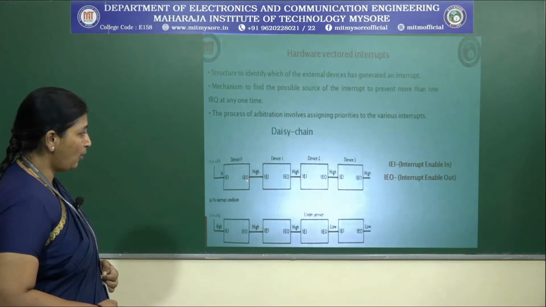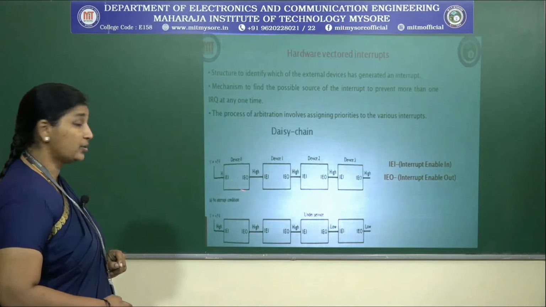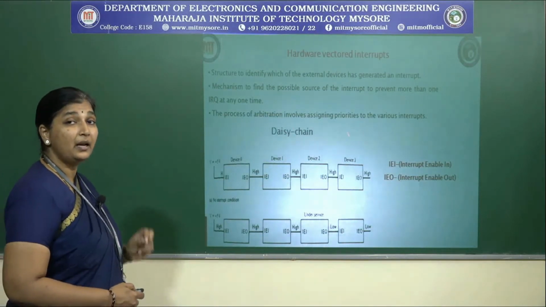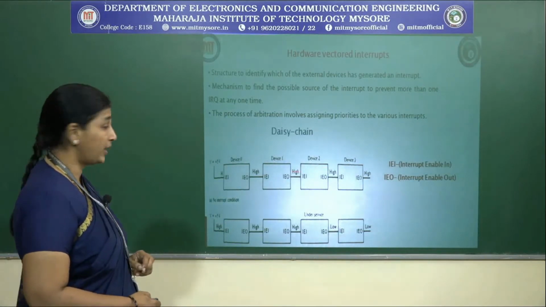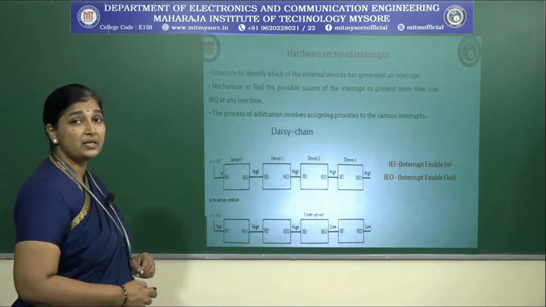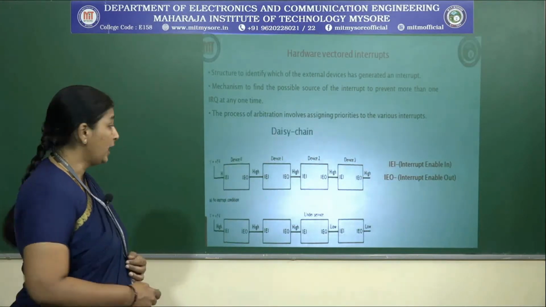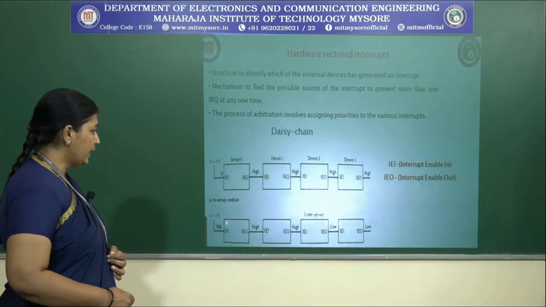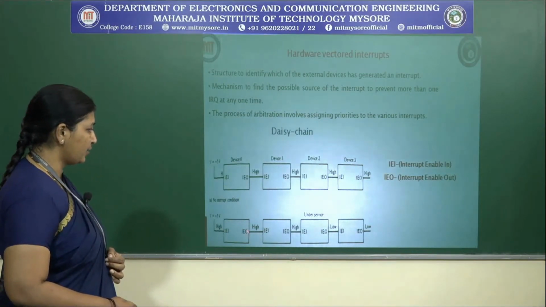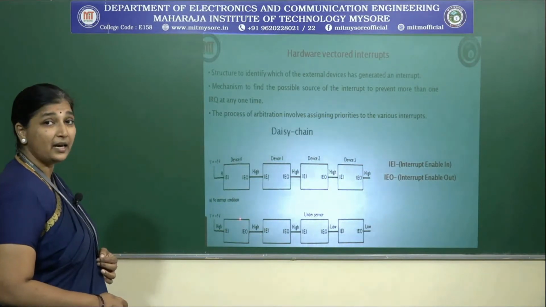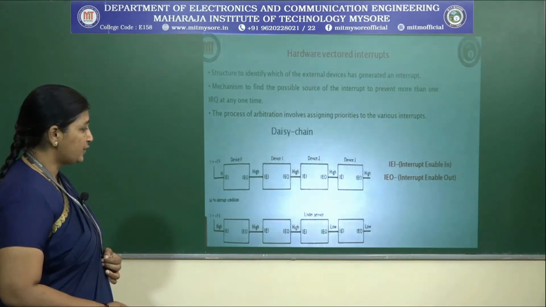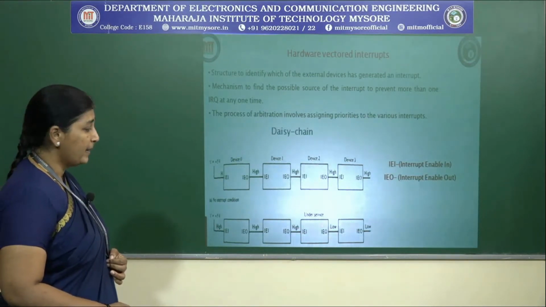IEO of the first device, device 0, will be connected to the next point of contact. There are two signals: IEI, interrupt enable in, and IEO, interrupt enable out. All are maintained at high, which means there are no interrupts as of now. In the second block diagram, you see that the first device, device 0, is still high. Both IEI and IEO are high.